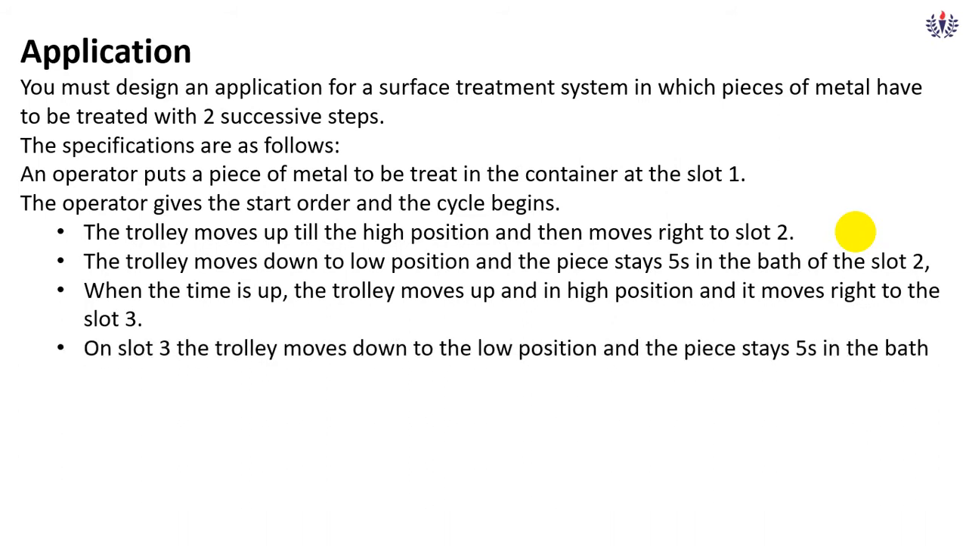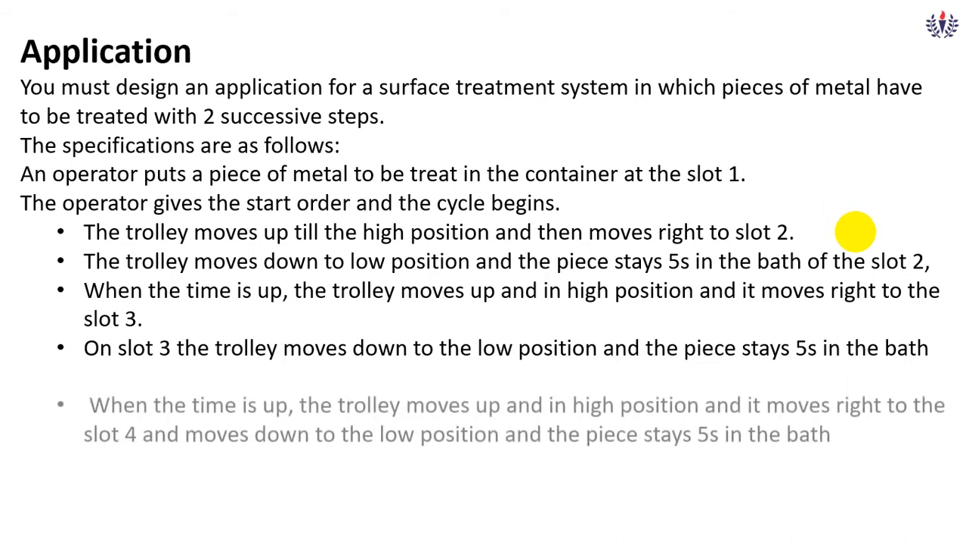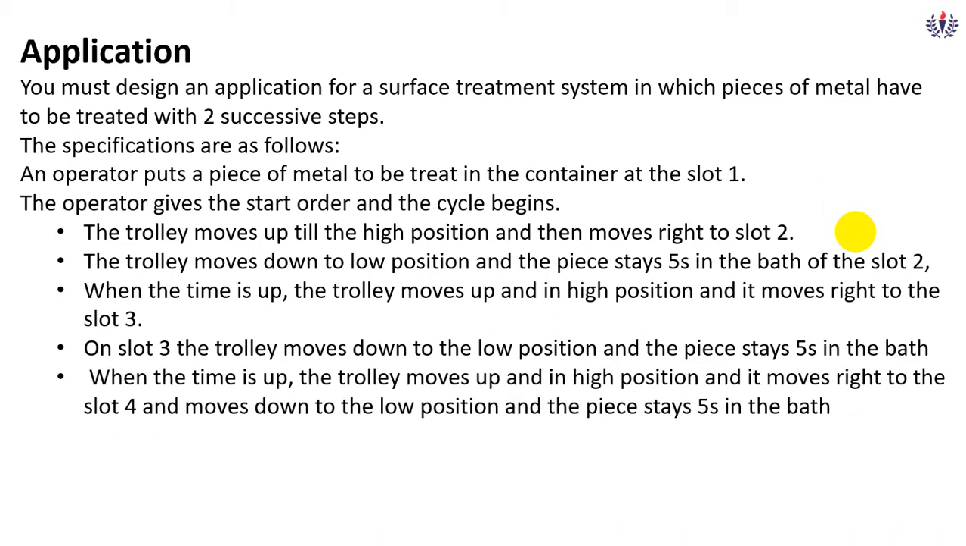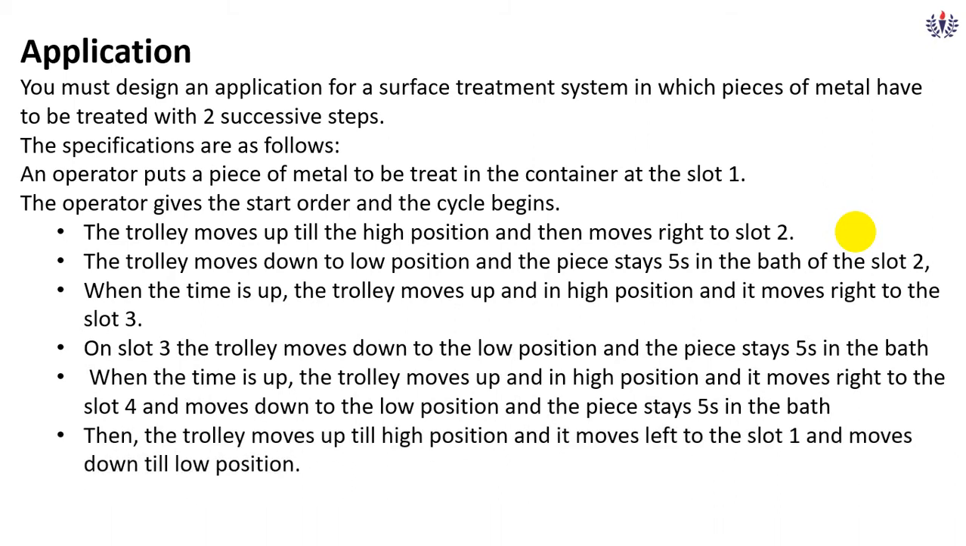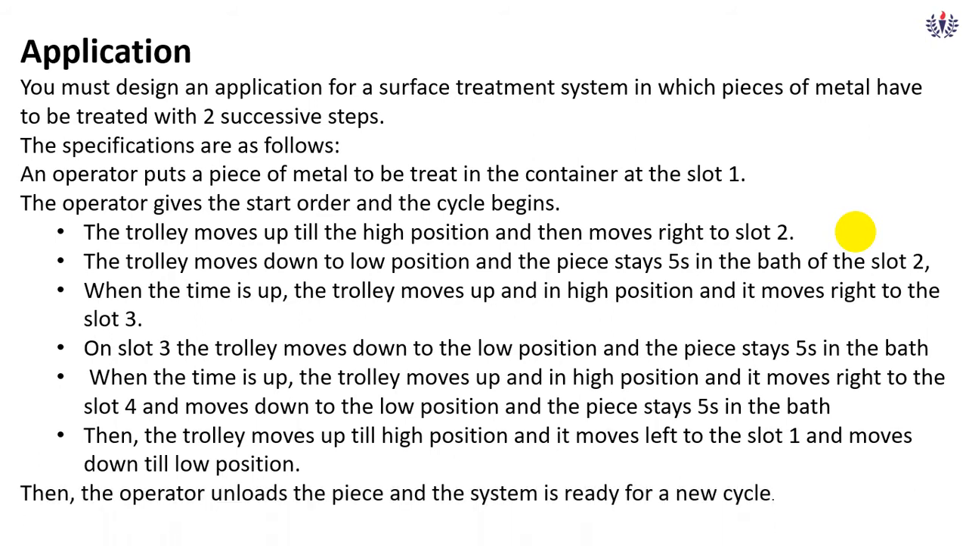to slot 3. At slot 3, the trolley moves down to the low position and the piece stays in slot 3 for 5 seconds for another bath. When the time is up, the trolley moves up to the high position and moves to the right to slot 4, moves down to the low position, and the piece stays there for 5 seconds once again. After these three time delays are done, the trolley moves up to the high position and moves left to its original position, slot 1, and moves down to the low position. Then the operator unloads the piece and the system is ready for a new cycle.